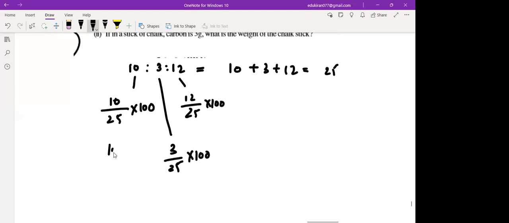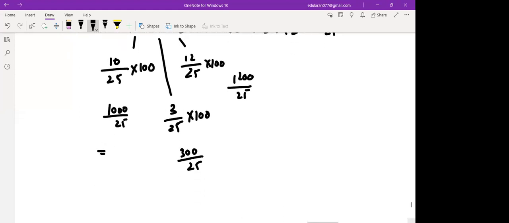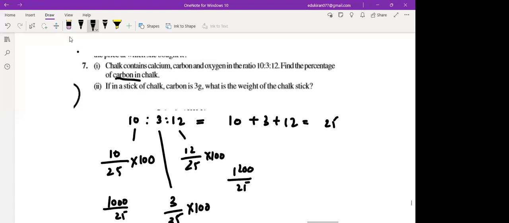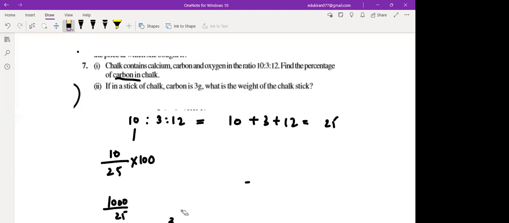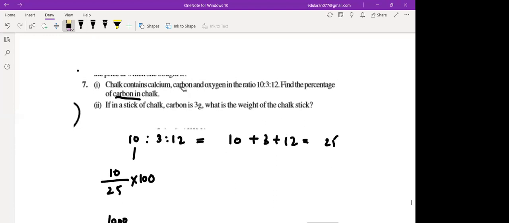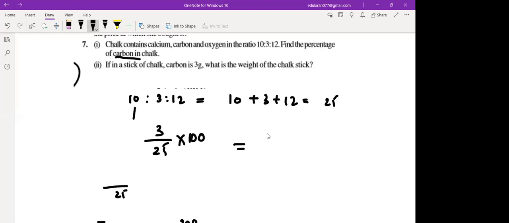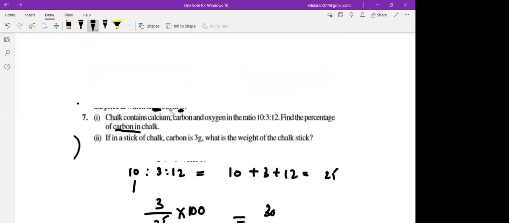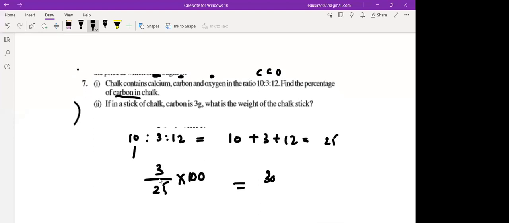After this, you can solve it like this: 300 by 25, and 1200 by 25. Okay, wait, sorry. In the question, they are only asking me to find the percentage of carbon, so no need to do all. The question says calcium, carbon and oxygen, so the first one will be calcium, the second one will be carbon, and the third one will be oxygen. Only the carbon. Fine? Yes, ma'am.